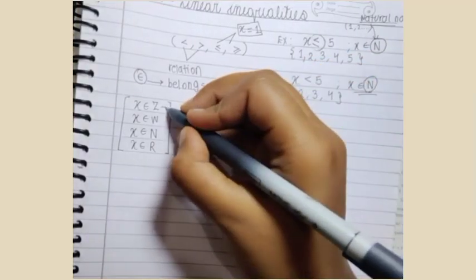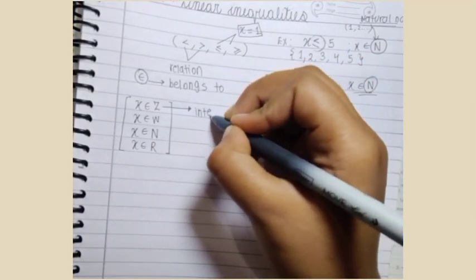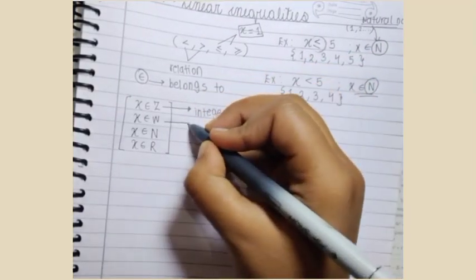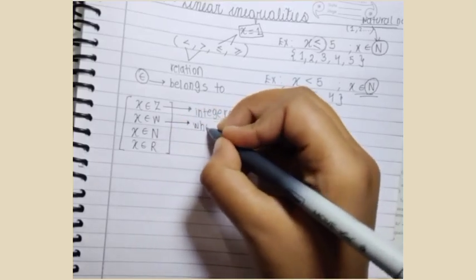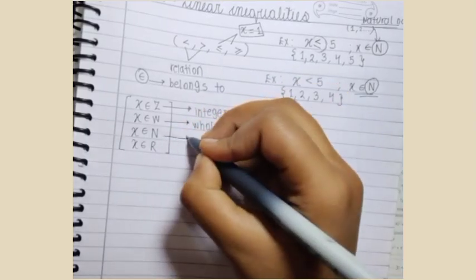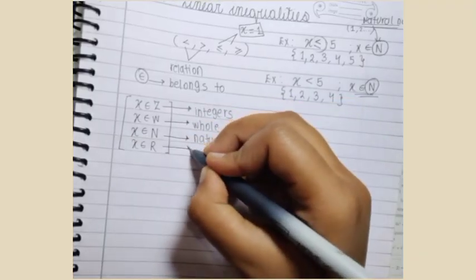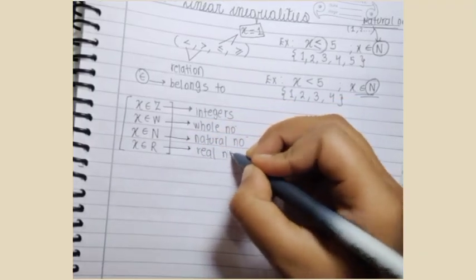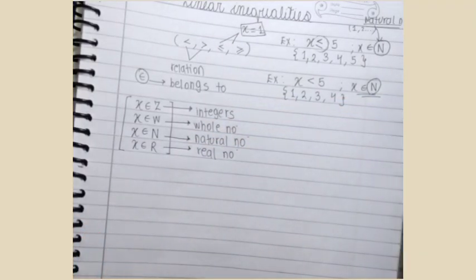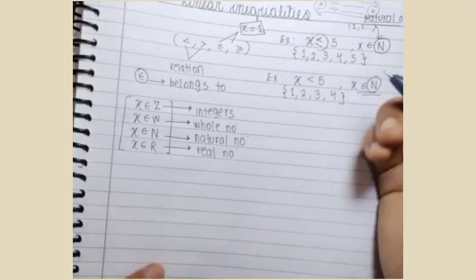And now let me tell you, Z here represents integers. W represents what? W represents whole numbers. Okay, N represents natural numbers, and R represents real numbers. So let me explain to you one by one what all are these. Let me just give you a very short and a quick recap.